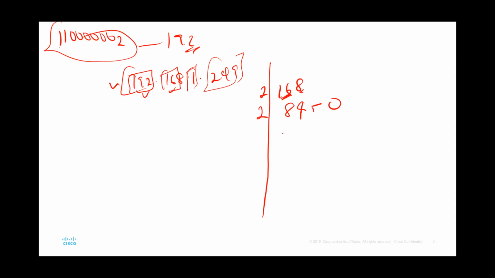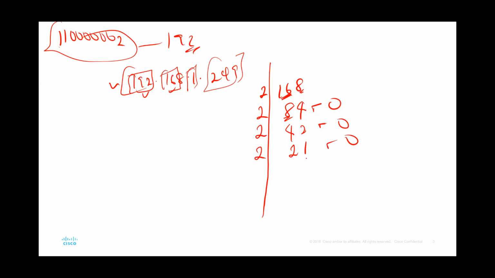I'll bring another 2 here. 2 in 84, that will give me 42. If you like, you can do it 1, 1. 8 divided by 2, then 4 divided by 2. In the long run, we don't have anything left. Bring the 2 down here. 4 divided by 2, 2. 2 divided by 2, 1. Remainder 0. Then bring the 2 here again.